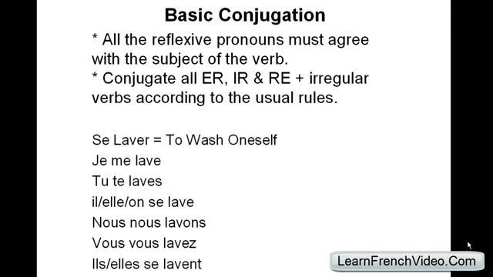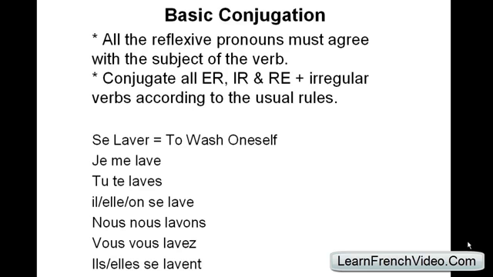So let's look at basic conjugation. All of the reflexive pronouns must agree with the subject of the verb. We're going to look at that right now with this verb. Also, you conjugate regular ER, IR, and RE verbs as you would with any regular verb. And then with irregular verbs, you just conjugate them like irregular verbs.